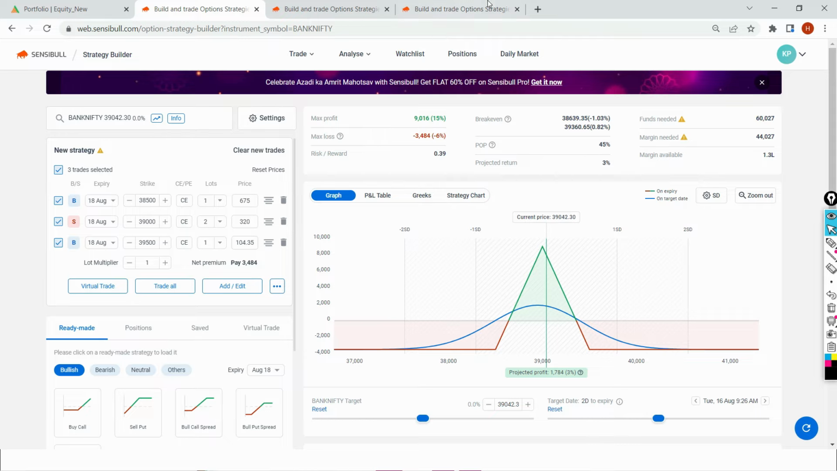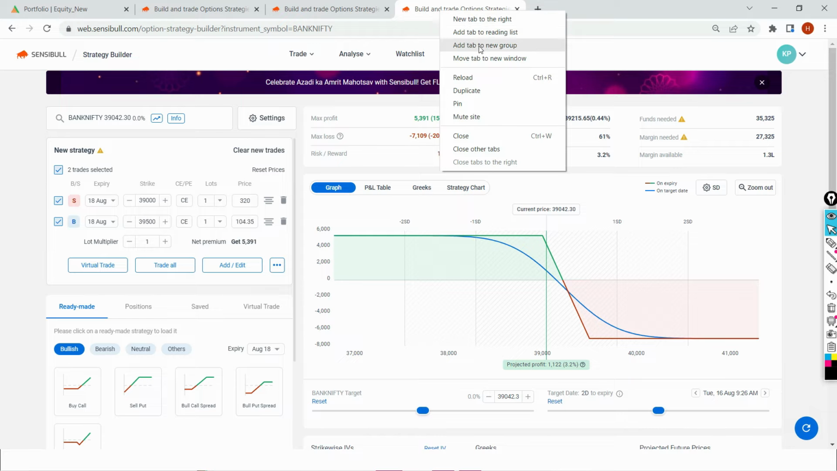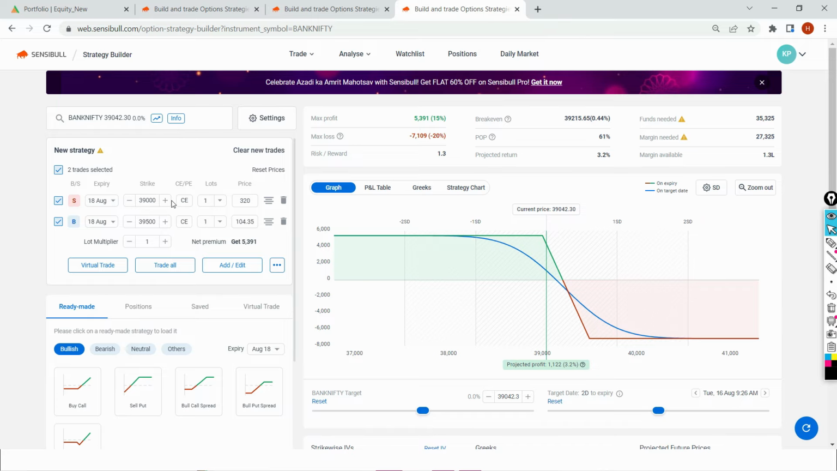What is iron fly basically? See, what is iron fly basically? Basically iron fly, okay, let me take a new tab. Okay, see, if I want to convert this to iron fly, it is basically the combination of two credit spreads, one call credit spread and one put credit spread. So if I want to make this an iron fly, you know, right, if you just add a put credit spread, this will become your iron fly. Okay, let me give it a try.